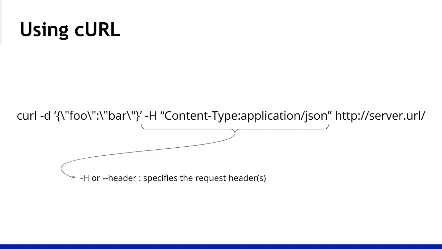For -H, the value, whatever you're setting the header to be, you specify in a key-value pair separated by a colon. In this case, we're doing Content-Type. So we're specifying what type of data we're sending over, and we're sending over a JSON file, which is application/json.